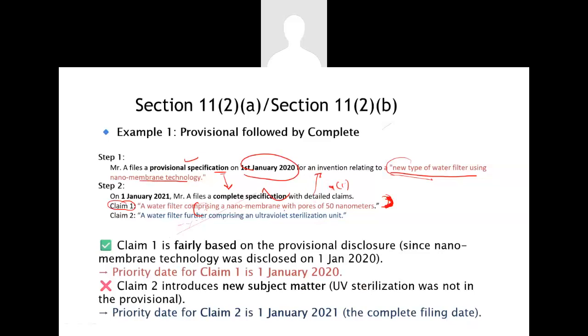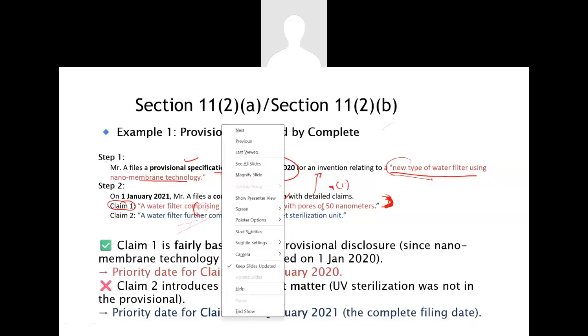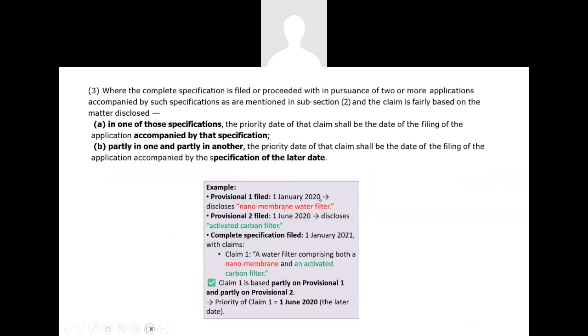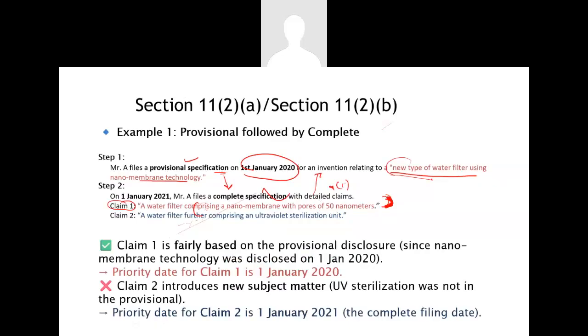So this claim 1 has been fairly disclosed in the provisional specification itself. Therefore, the priority date of claim 1 of this complete specification would be 1st January 2020.